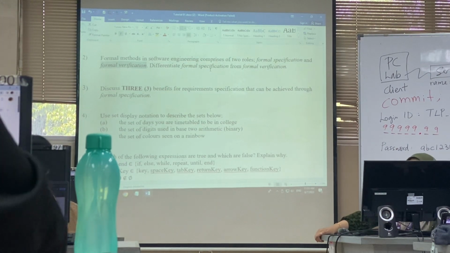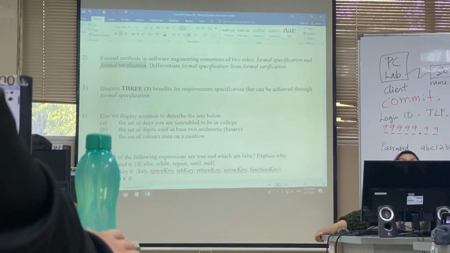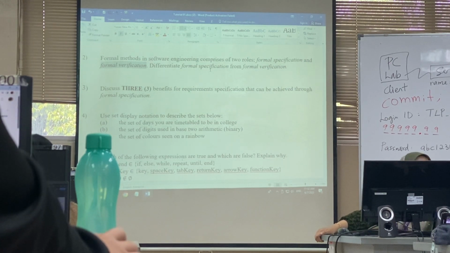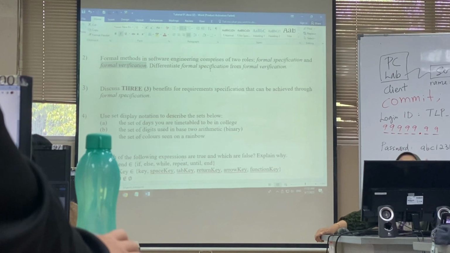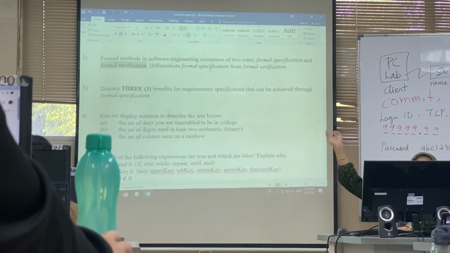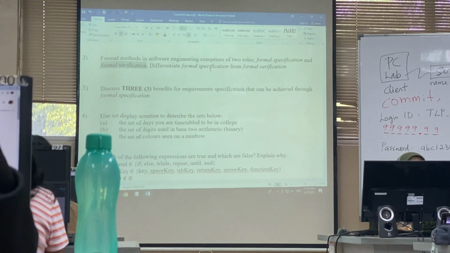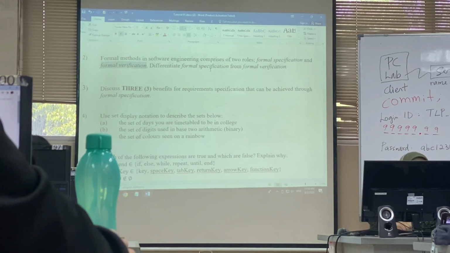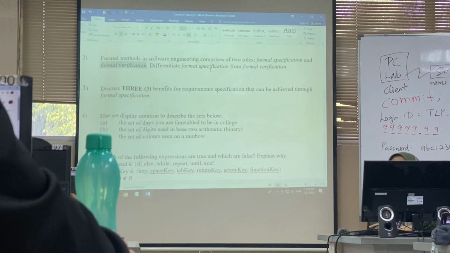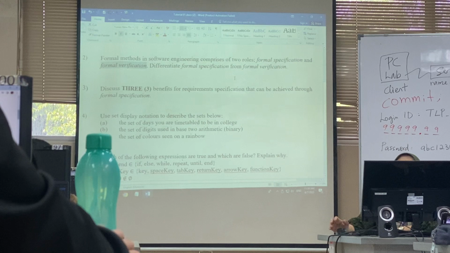So formal specification, as I told you just now, will be during the analysis and design phase. Whereas verification, I didn't say that it won't appear in the design, because sometimes you will verify something, just that mostly it will appear during the testing phase. So that is formal verification. So the easiest way, when you want to answer this kind of question, is to look at the words.